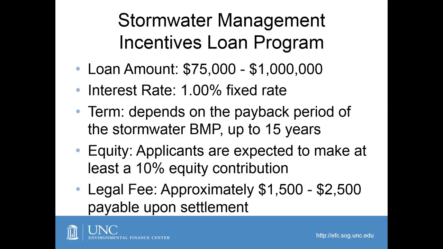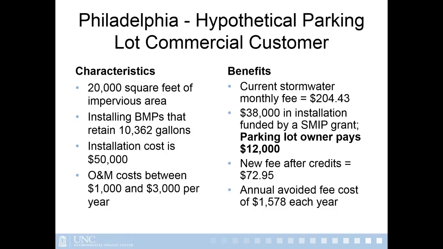What we really wanted to do is pretend that we were a business owner, so a commercial entity in Philadelphia, and what's going to be our thought process on signing on to a program like this or not. So we decided that we are a hypothetical parking lot commercial customer. We have 20,000 square feet of impervious area that we're dealing with. When we install these BMPs, they'd retain 10,362 gallons, and the installation cost was $50,000, and we thought O&M would be anywhere between $1,000 and $3,000 per year.